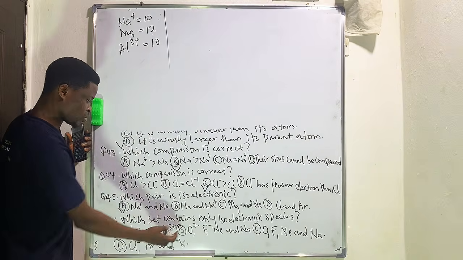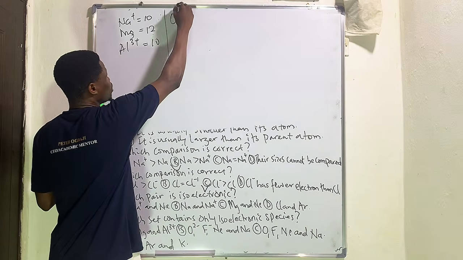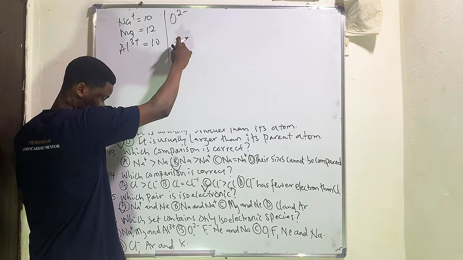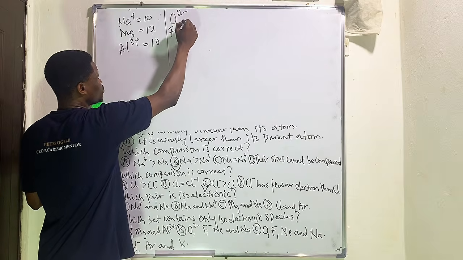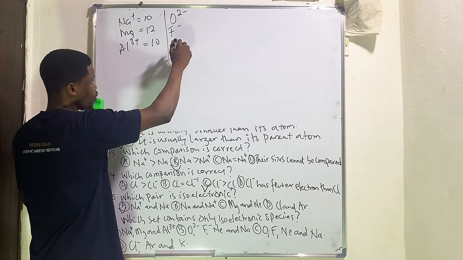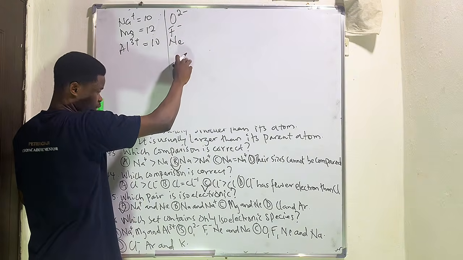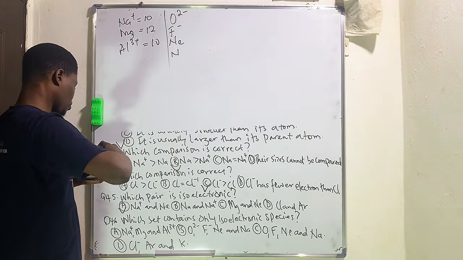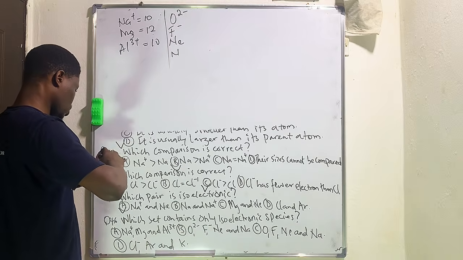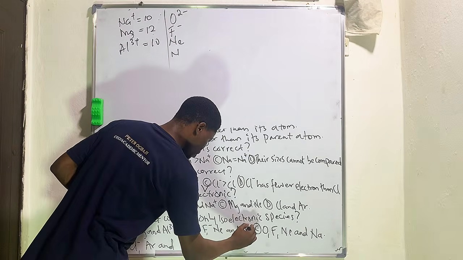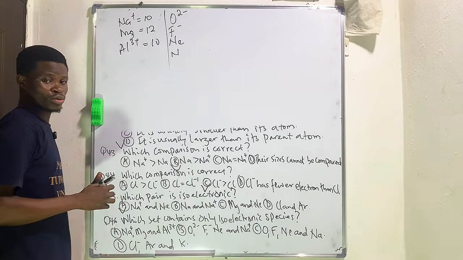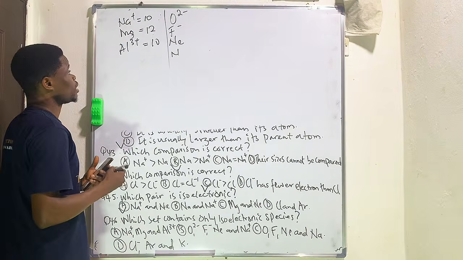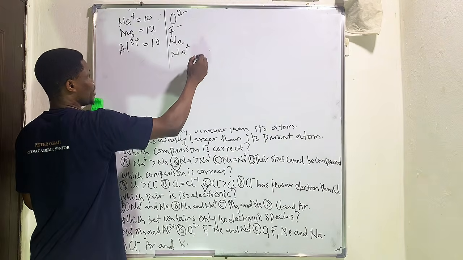Let's try option B. Option B says oxygen, fluorine, neon, and sodium. Sorry, this is actually sodium ion, not sodium atom, please. So we have sodium ion.